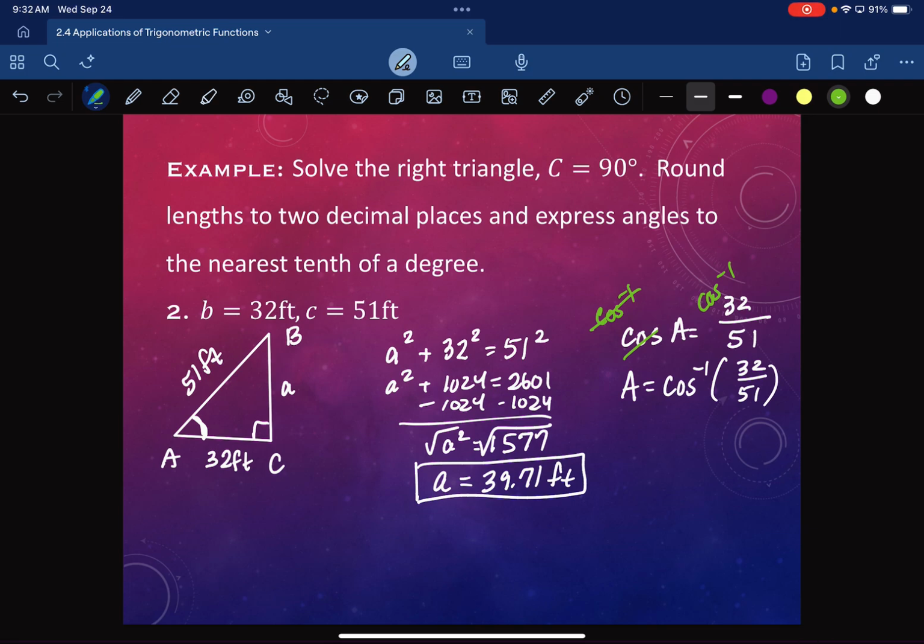All right, so grab your calculator. We're in degree mode. Yay, degrees. What is the inverse cosine of 32 over 51? And it says on the directions to the nearest tenth of a degree. 51.13. Okay, a tenth of a degree is going to mean 1 decimal. 51.1, and it's degrees, right? Degrees.